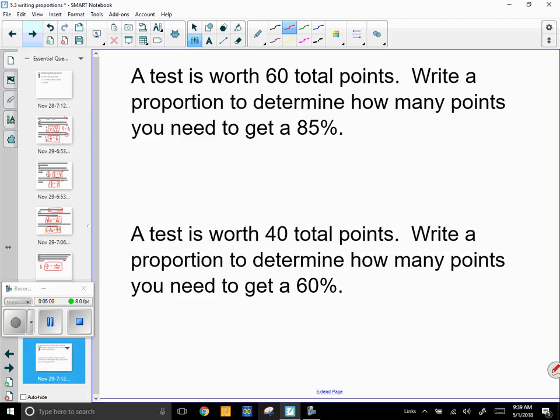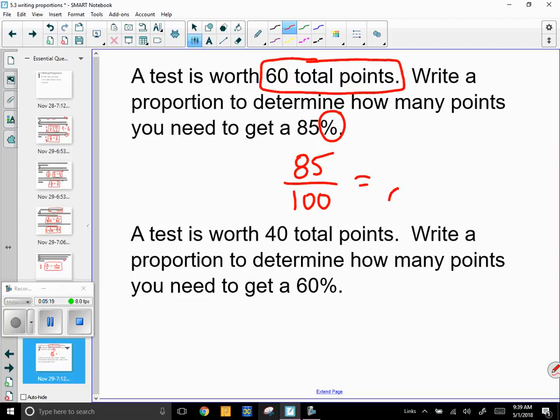The test is worth 60 total points. Write a proportion to determine how many points you need to get 85 percent. Remember, percent means per 100. I'm trying to get 85%, 85 per 100. All right, so 60 total points. If it's worth 60 total points, I'm going to put that downstairs. So 85 is to every 100 as what do we want out of 60? So we need a certain number of points out of 60 to equal 85%. That's how you set that one up.